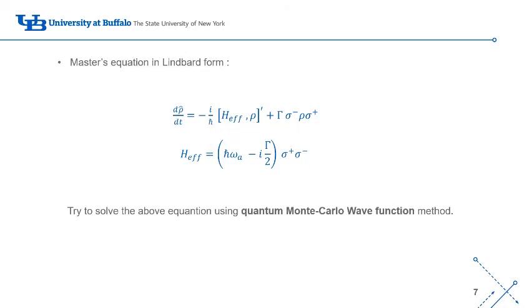So if we do averaging over many such realizations of this random event, then it will give us the solution. This method is known as the quantum Monte Carlo wave function method. So that's my next goal in this project, to implement it.